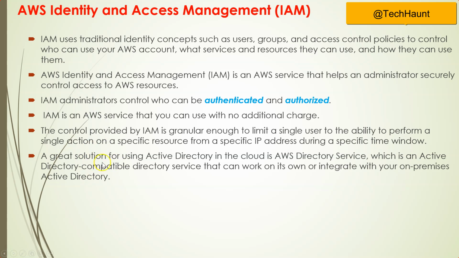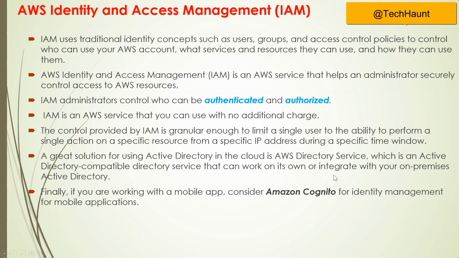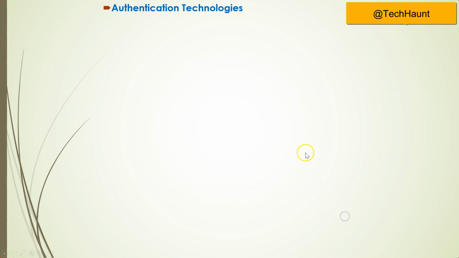It's also a great solution for using Active Directory in the cloud. They have their own AWS Directory Service, which is an Active Directory compatible directory service that can work on its own or integrate with your on-premises Active Directory as well. Finally, if you are working with a mobile app, you should consider another application they have in AWS: Amazon Cognito, for identity management for mobile applications.